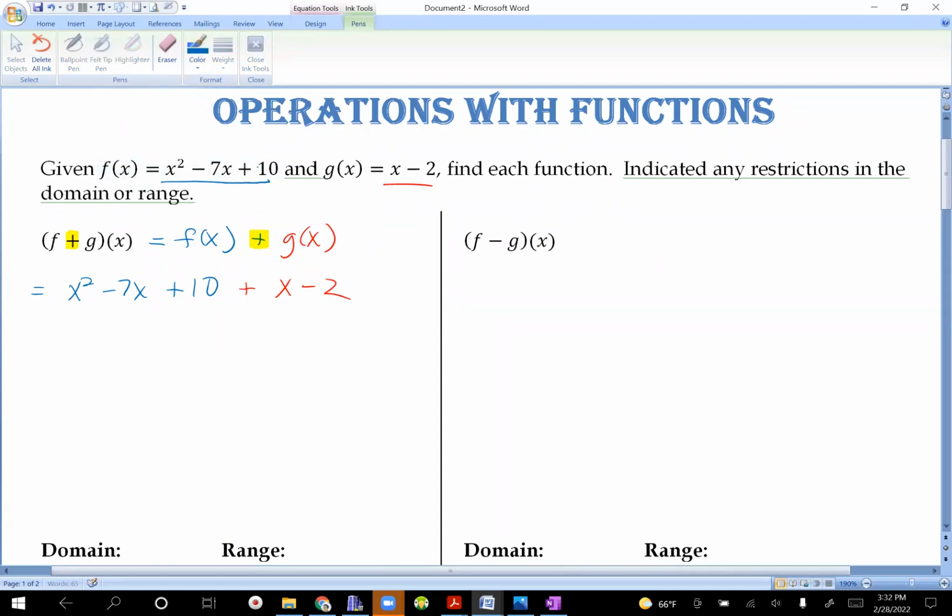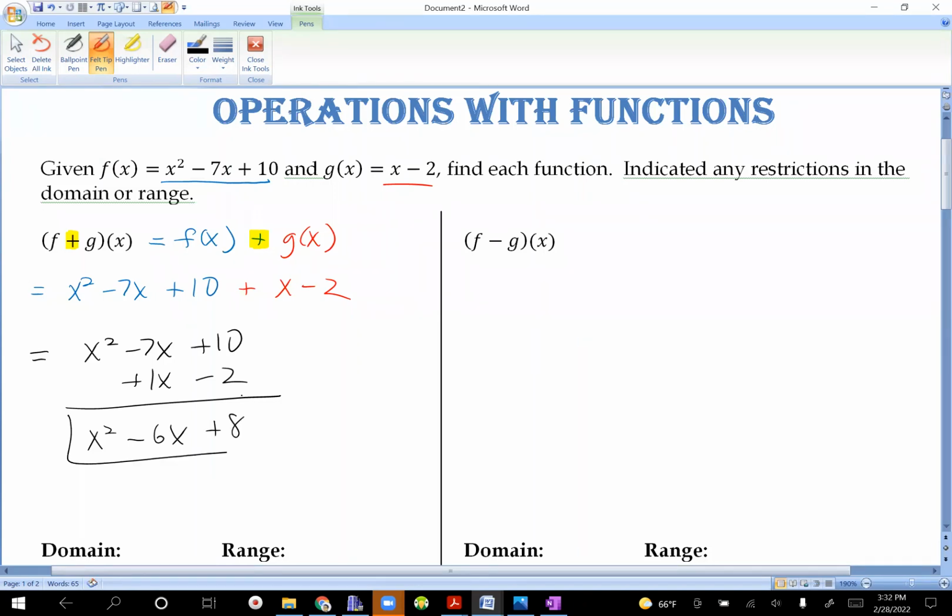It's pretty straightforward. Okay. And like I said, we can just go ahead and add up like terms. If you want to, you can stack it on top of each other. This is how I would normally do it, where I would stack on top of the corresponding variable and exponent and just add this all up. And then this would be x squared minus 6x plus 8. Okay. And this is a quadratic. So it's going to be a parabola.